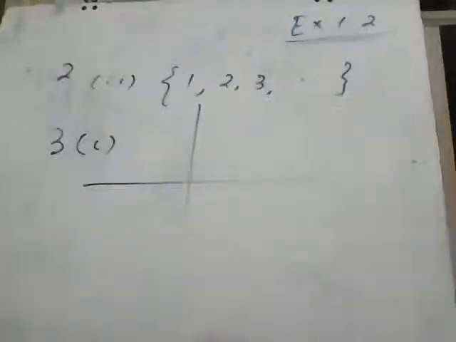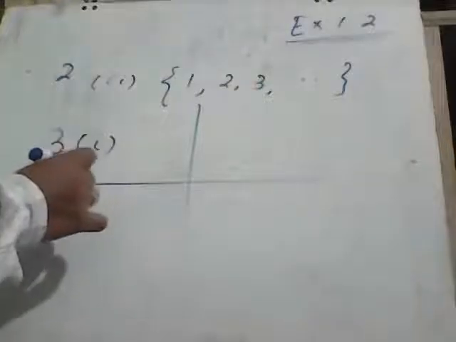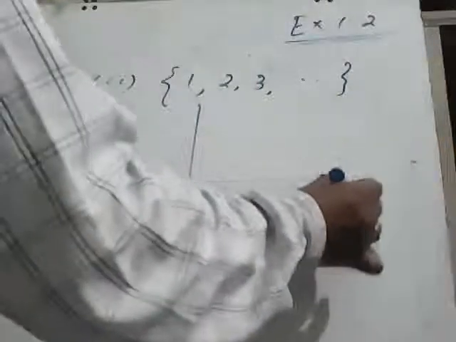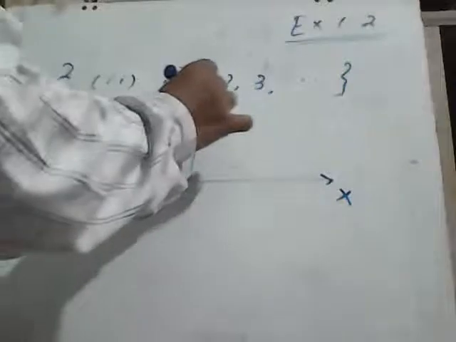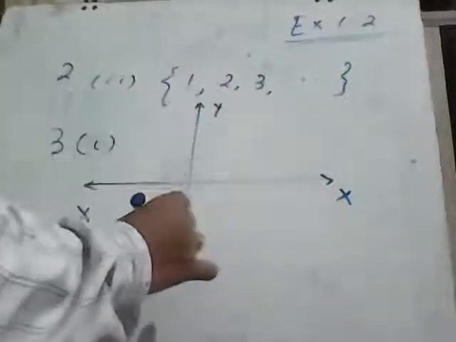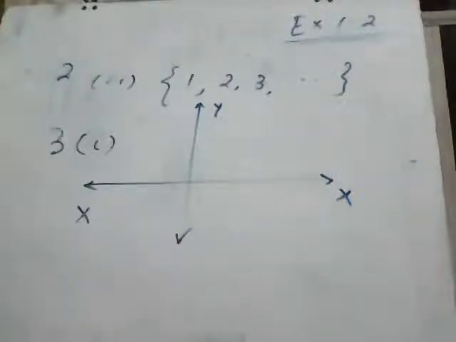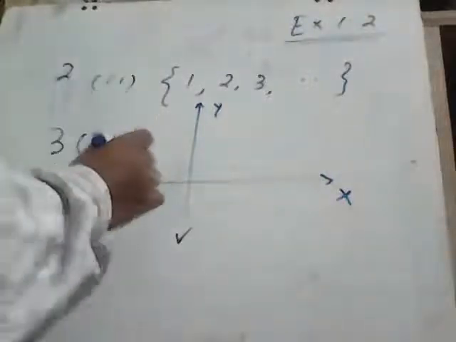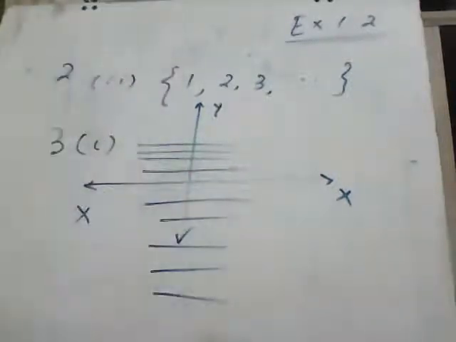Suppose this is your coordinate system. This is your x-axis. This is your y-axis. How many lines can you draw that are parallel to the x-axis? Infinite. You can draw an infinite number of lines parallel to the x-axis. So in this case, you can draw infinitely many lines. Hence, it is an infinite set.